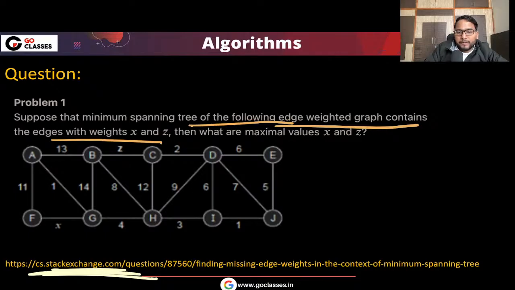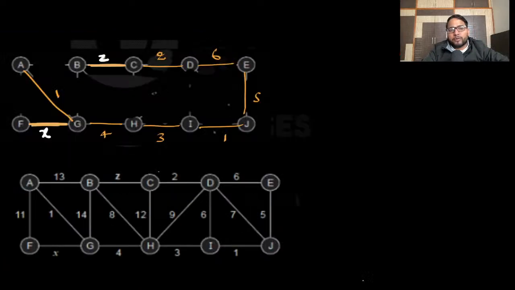Okay. So actually, in the question, I think this is not very clear. These are the bold edges or something. The diagram is not very clear, but don't worry about it. I have given you the MST, the minimum spanning tree. You just need to tell me the values of X and Z.